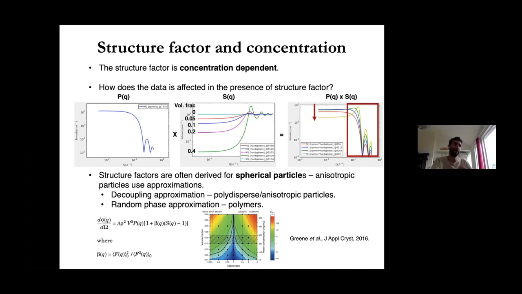So basically what we do is apply different types of approximations that calculate the interaction for particles that present a certain degree of anisotropy. There are different ones for different purposes. For example, the decoupling approximation is for polydisperse and anisotropic particles, and the random phase approximation is for polymers that interact. Here we can see the mathematical form of the decoupling approximation. We have our structure factor, modified by this beta approximation that relates to the amplitude of the form factor of the particle. This is an approximation that we use to simplify the calculation of the scattering arising from interparticle interactions.